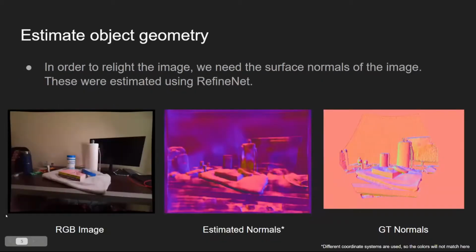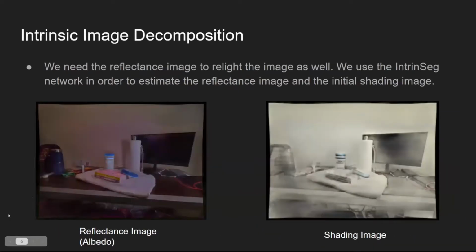To estimate surface normals, we use a network called RefineNet. You can see the estimated and ground truth normals in this slide. To generate reflectance and shading images, we use an intrinsic image decomposition network called Intrinsic. The reflectance, aka the albedo image, is an image that tends to portray the scene in uniform lighting conditions, which serves useful when applying a target lighting.